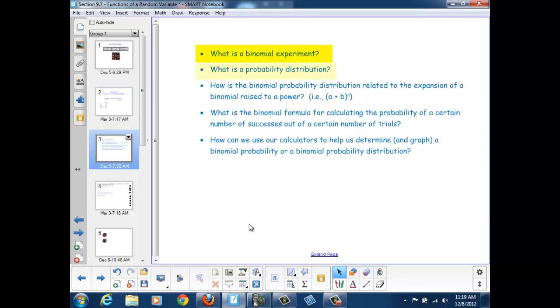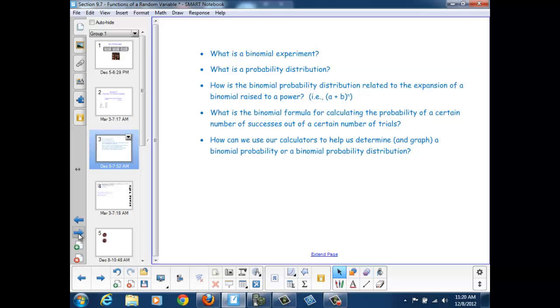What is a binomial experiment? What is a probability distribution? How is the binomial probability distribution related to the expansion of a binomial raised to a power, i.e. a plus b to the n? What is the binomial formula for calculating the probability of a certain number of successes out of a certain number of trials? How can we use our calculators to help us determine and graph a binomial probability or a binomial probability distribution?